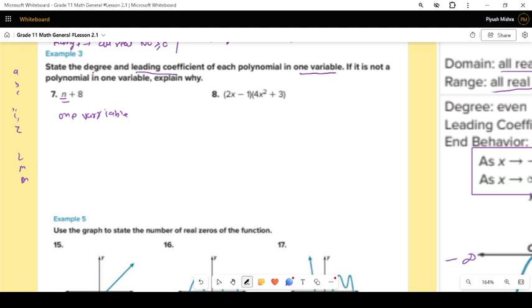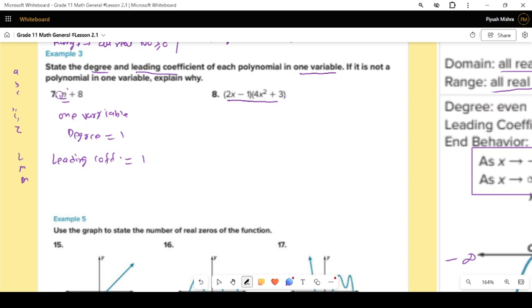Second thing is degree. Because power is 1, I will be writing degree is equal to 1, and then I have to state the degree and leading coefficient of each polynomial in one variable. So I have found out the one variable, degree, and leading coefficient also. So what is leading coefficient? You can see there is nothing written, so I can consider 1. So answer is 1.